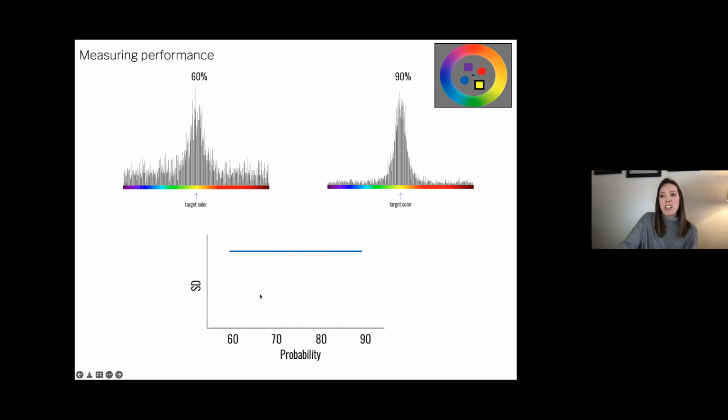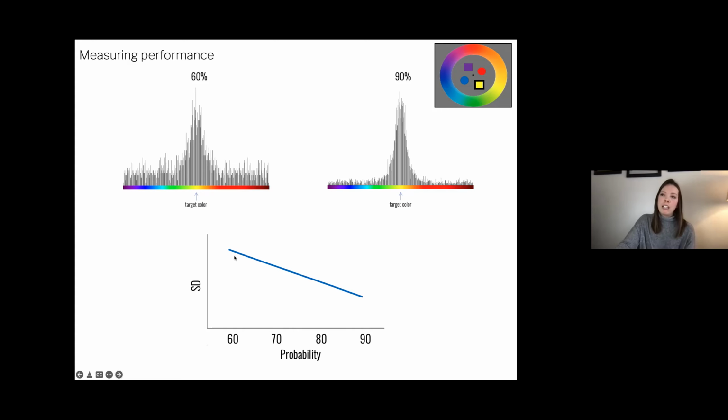This is what we would see if attention really is just a simple in-or-out filter. But if attention is playing a role in distributing resources in working memory, what we should instead see is a sloped line, where as probability increases, the precision of those representations gets stronger, or standard deviation gets lower, systematically across these probability conditions. This is really what we're going to be looking for in the graphs that I'm about to show you.